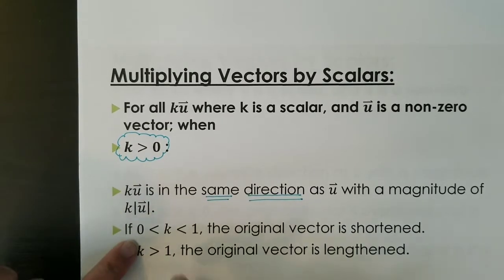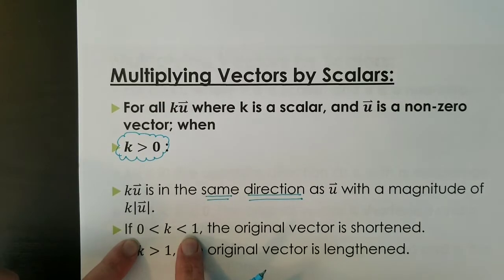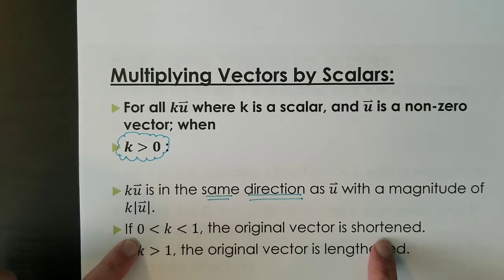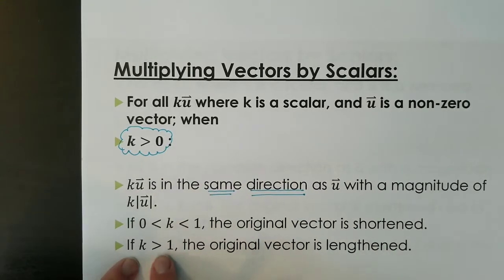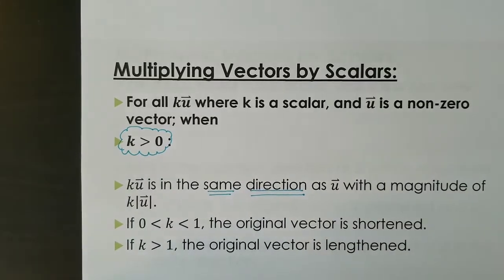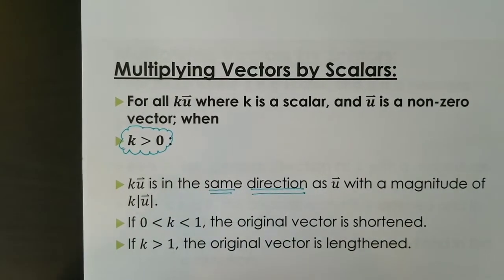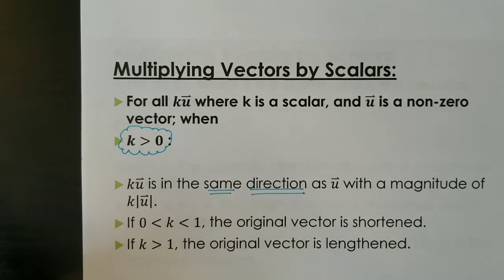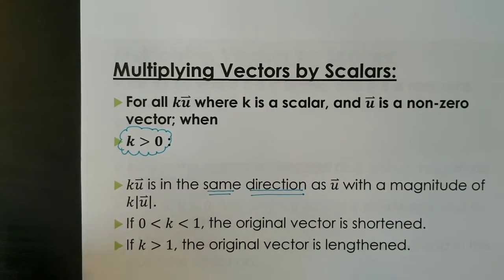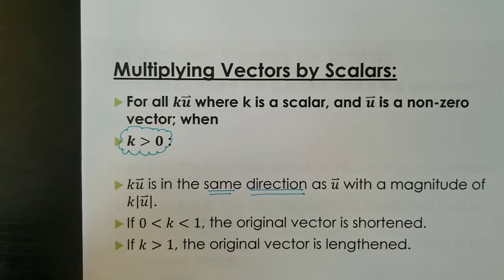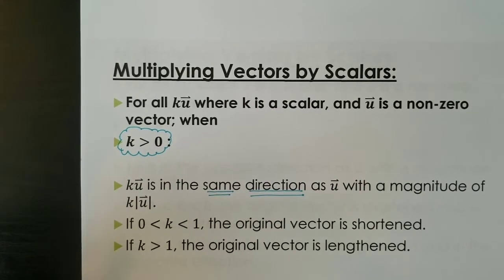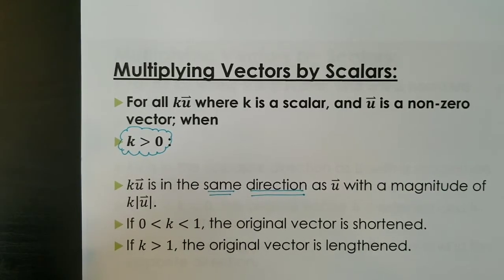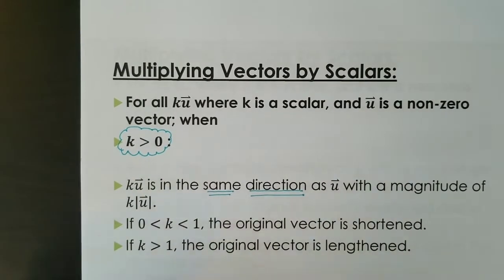Now, if k is a fraction, if k is a positive number between 0 and 1, the original vector will be shortened when you multiply it by a scalar. If k is a bigger number than 1, the original vector is lengthened, which I think makes sense, that say 1/2 u will be half the size, or 5u will be 5 times as long. So a bigger number than 1 will make it longer, and a smaller number than 1 for positive numbers between 0 and 1 will make it shorter, but all positive k values will not change the direction.